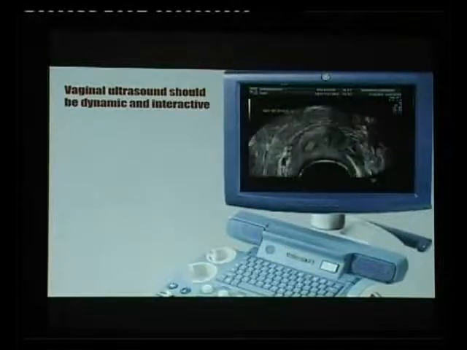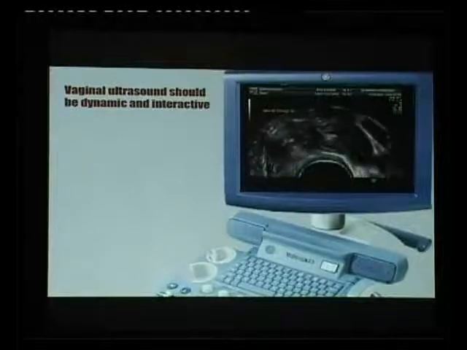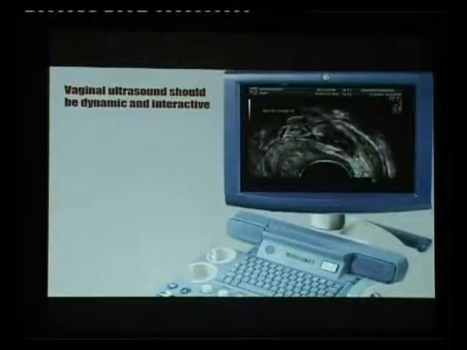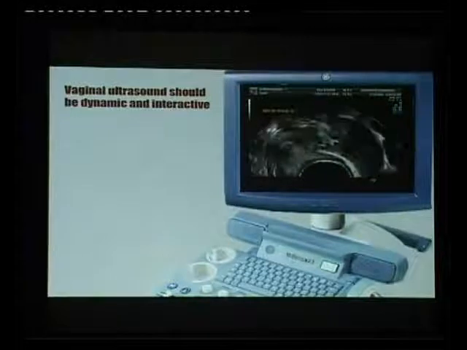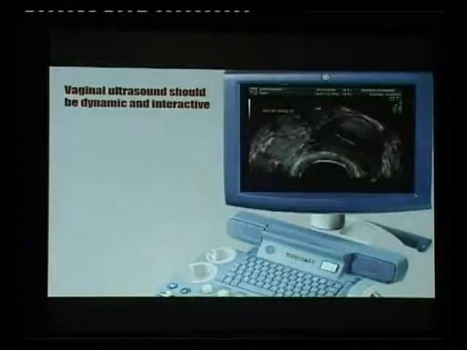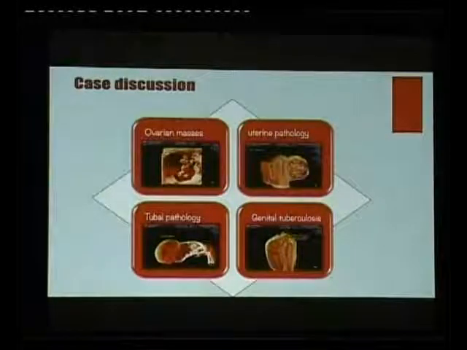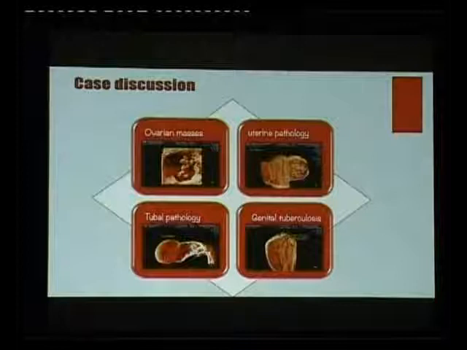We then follow the uterotubal ligaments and go and visualize the ovaries on both sides and study them. We follow this strict protocol using dynamic and interactive procedures all the time. Today's case discussion involves 4 main cases: ovarian masses, uterine pathology, tubal pathology, and evidence of tuberculosis that we see on ultrasound.